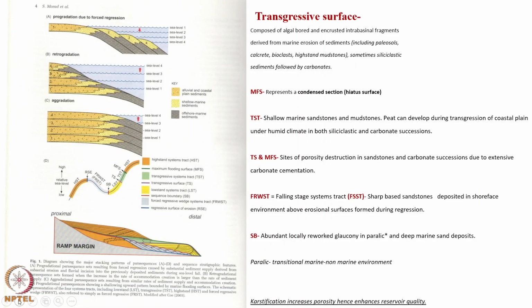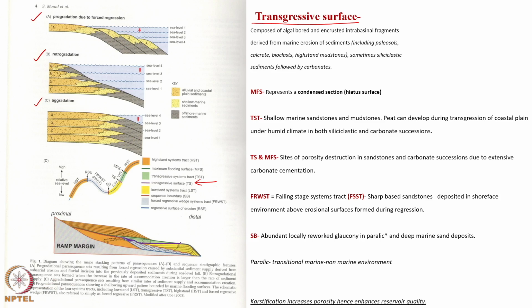Let us look at the sequence stratigraphy in terms of progradation, retrogradation and aggradation, and how the different surfaces can be identified using sedimentology and other knowledge. Let us understand the transgressive surface first. TS, here it is stated, and this is where the surface lies.